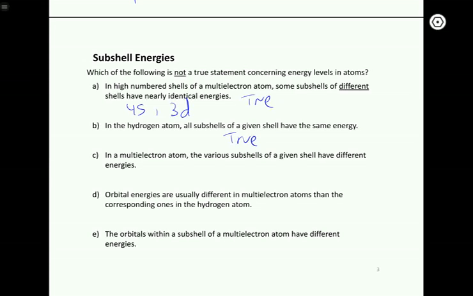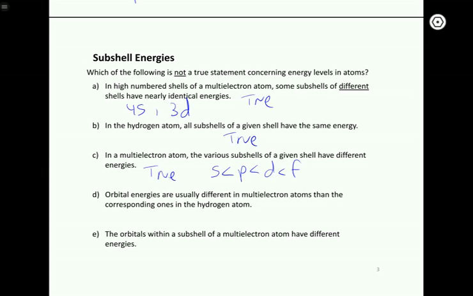C. In a multi-electron atom, the various subshells of a given shell have different energies. This is also true, and this is, as we talked about in the last slide, why we have s lower in energy than p, lower in energy than d, lower in energy than f. When you have multi-electron atoms, you have shielding and penetration that come into play as well, in addition to just the basic subshell energies, and that's why these different subshells have different energies.